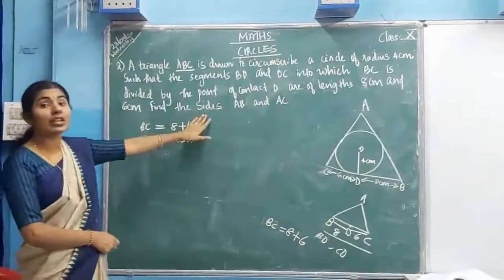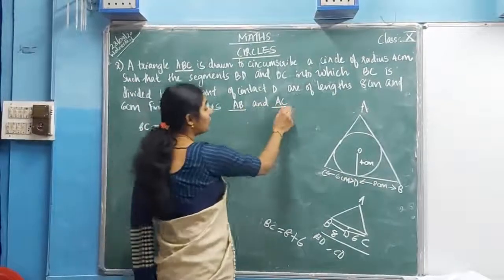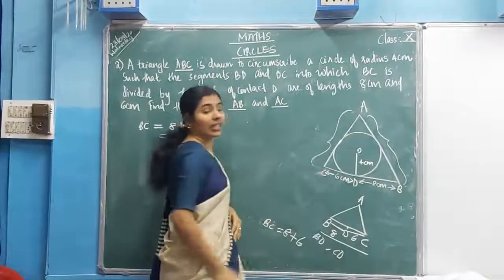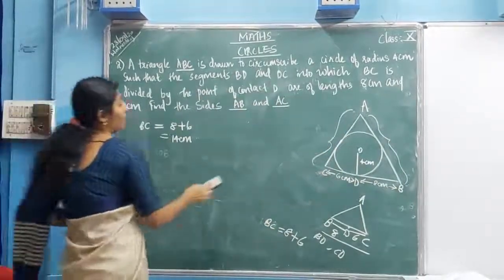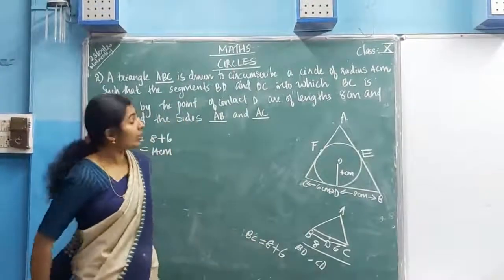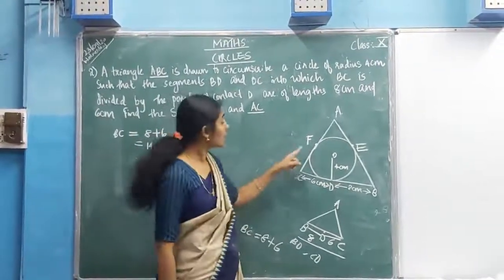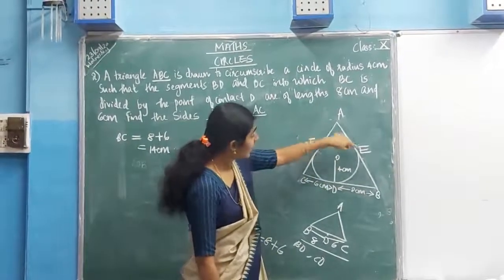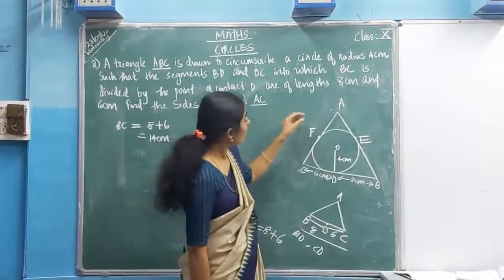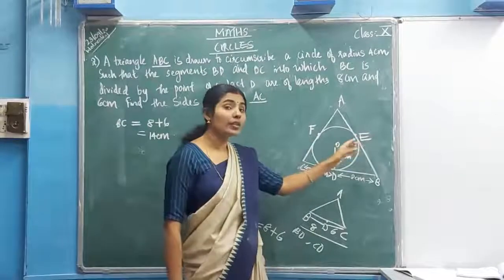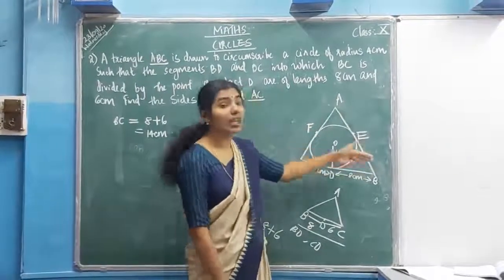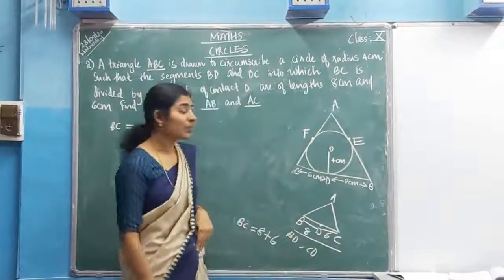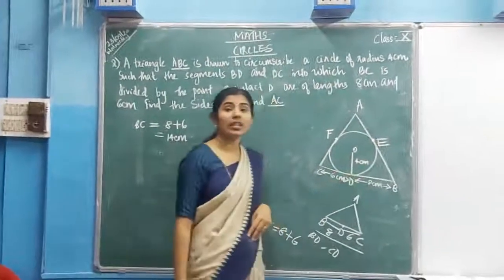Now we see what you want to find. You want to find the sides AB and AC. Now how will you find them? Now we see from this figure you are getting 3 points on the circle, isn't it? See here the 3 points which are touching this circle. F, D, E are 3 points on the circle which are touching the triangle also, isn't it?